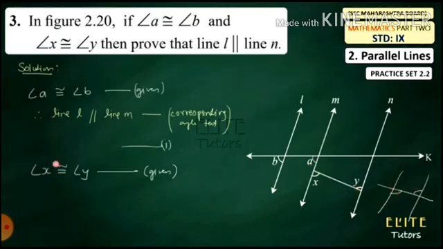X and Y are alternate angles forming a Z shape. So by the alternate angle test we can prove this: line M is parallel to line N.